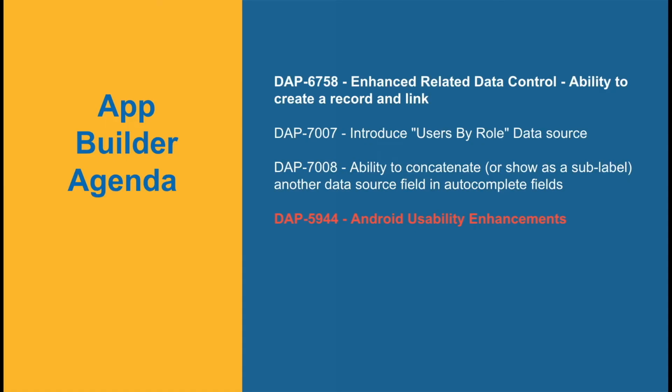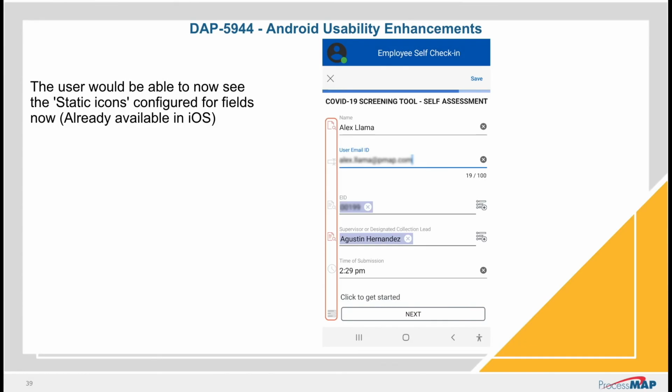We've made some great usability enhancements for Android. First off, users will now be able to see static icons that are configured for the fields. This is currently available in iOS, and now we have brought that to Android.